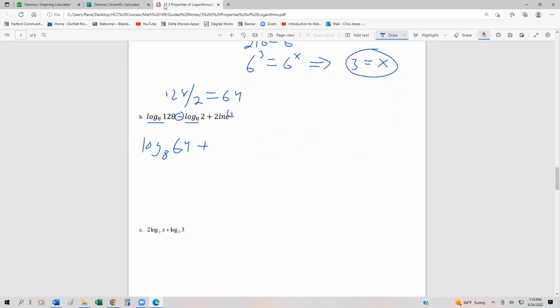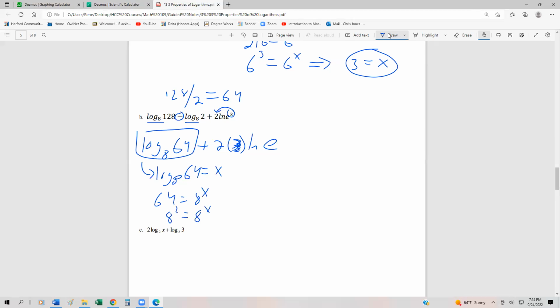And then we can use that rule where we take the exponent and move it in front. So this is 2 times 3, that should be a 3, apologies, times ln of e. All right, so now what we should probably do is evaluate anything possible. Let's set this equal to x. Okay, so log base 8 of 64 is equal to x, or 64 equals 8 to the x. And we know that 8 squared is 64, and so that means that x is going to be equal to 2. So this expression just turns into 2. 2 times 3 we know is 6. The ln of e just turns into 1. Remember, ln and e are opposites of one another. So we end up with 2 plus 6 times 1, since ln of e is 1, and that ends up being 8.